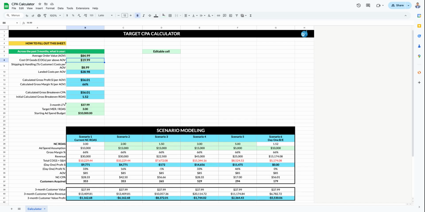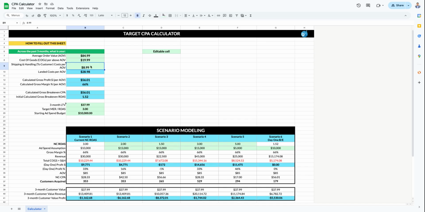To figure out your cost of goods sold, you go inside of Shopify and get your total cost of goods sold over the last 3 months. You divide that by your total sales over the last 3 months, and you get a percentage. You then multiply that percentage by your average order value, and that's how you get your cost of goods sold. You do the same exact thing for your total cost of shipping and handling, your refunds, and your processing fees: divide by your total sales, then multiply by your average order value. That's how you get this number.